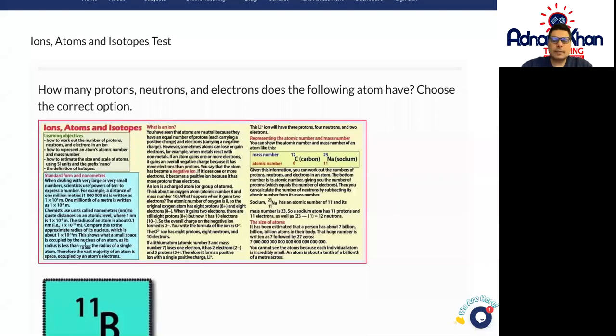Hi, and welcome to Ions, Atoms, and Isotopes. Let's start with isotopes first of all.